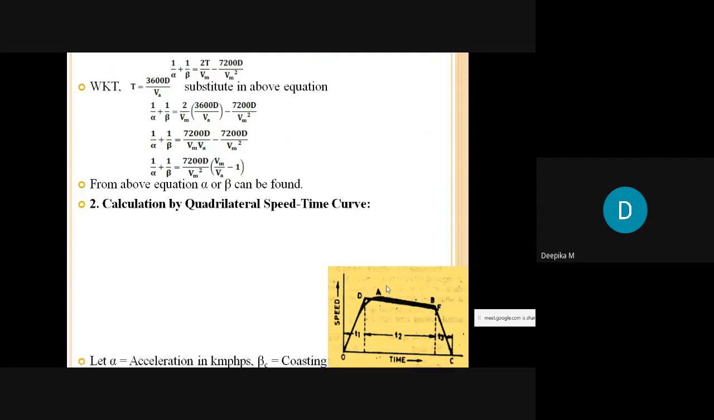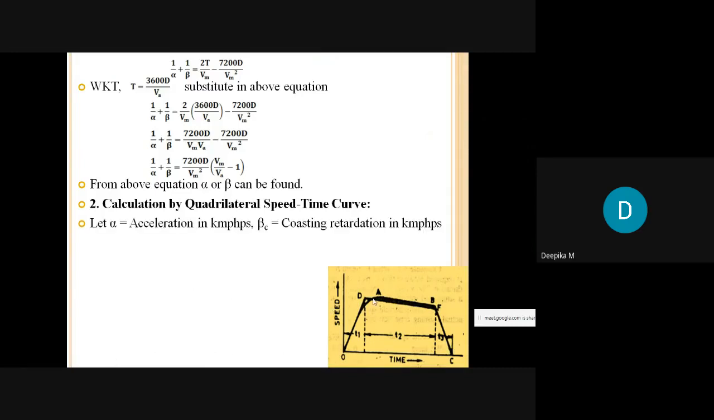Usually what happens, OABC, you can see, this OABC is nothing but the actual speed time curve for the suburban service. Now what I'll do is extend this coasting period. If I extend this coasting period, then I'll get the proper geometrical figure. You know that this is the acceleration period, this is the coasting period, and this is the braking period. So therefore I'll get the proper curve, that is ODFC.